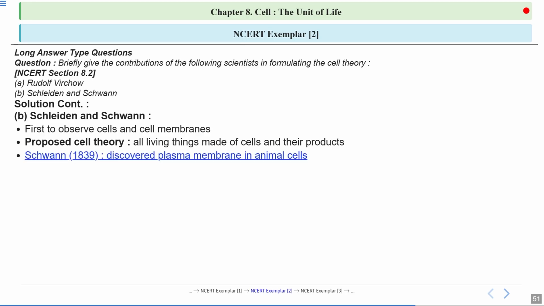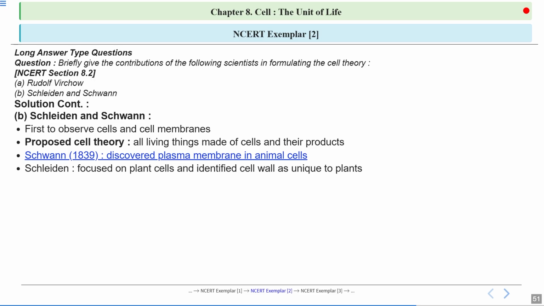Schwann, in 1839, discovered the plasma membrane in animal cells. He was a zoologist, so he was working on the animal cell. Then Schleiden was a botanist, so he focused on the plant cell and identified the cell wall as a unique feature of the plant cell. Animal cells lack a cell wall; instead of a cell wall, they have a cell membrane.